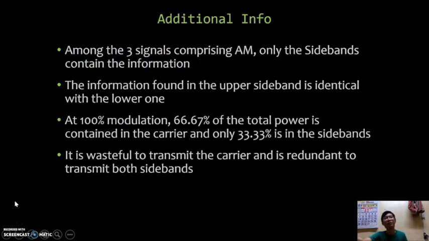Additional info. Among the three signals comprising AM, only the sidebands contain the information. The information found in the upper sideband is identical with the lower one. At 100% modulation, 66.67% of the total power is contained in the carrier, and only 33.33% is in the sidebands. It is wasteful to transmit the carrier, and redundant to transmit both sidebands.